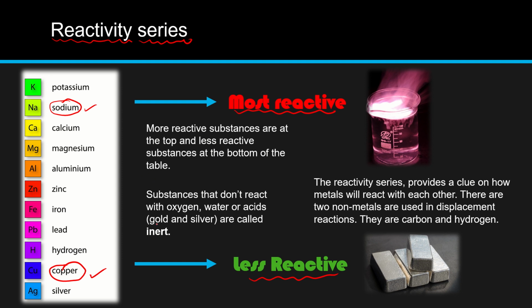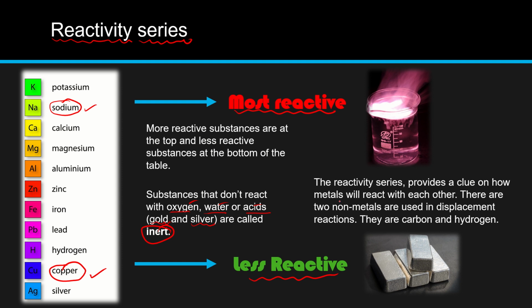Substances that don't react with oxygen, water, or acids are called inert. These substances are gold and silver, but silver reacts with only sulfur, which is present in air. But since it doesn't react with oxygen, water, and acids, gold and silver are termed inert. That means they do not react with these three. The reactivity series provides a clue on how metals will react with each other.